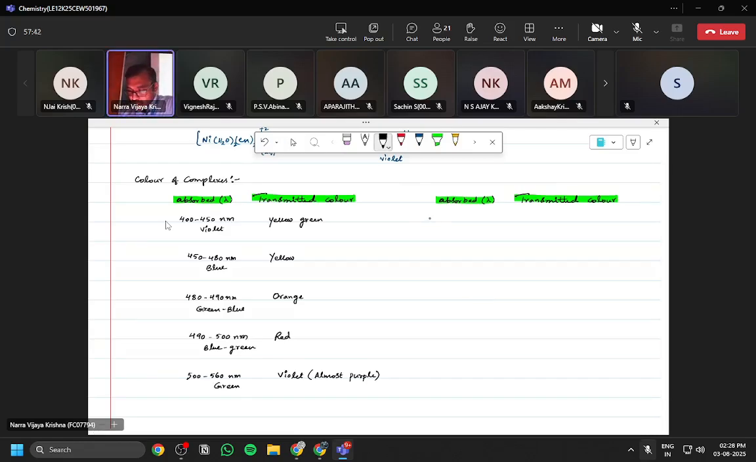Now, 560 to 575 nanometer, yellow green, complementary color violet. 575 to 590 nanometer, blue. 590 to 625 nanometer, orange, then it is green blue. 625 to 750 nanometer, red, then blue green.